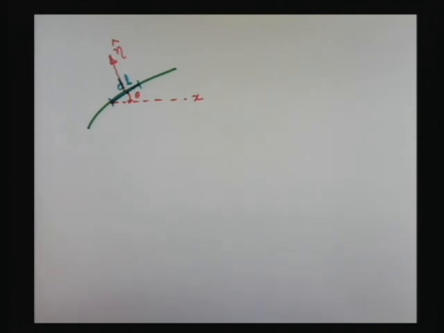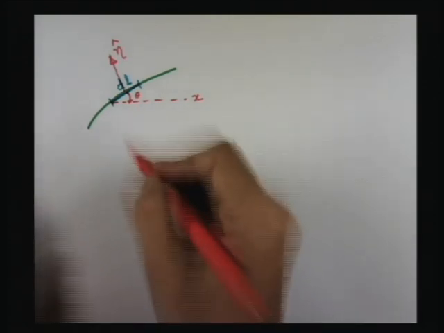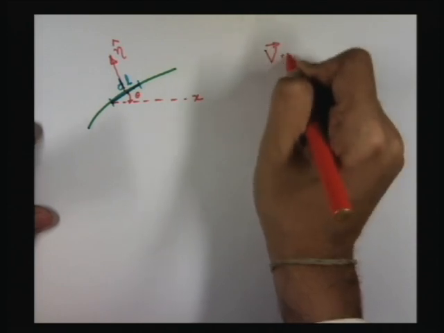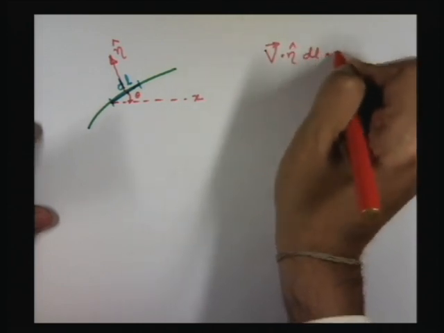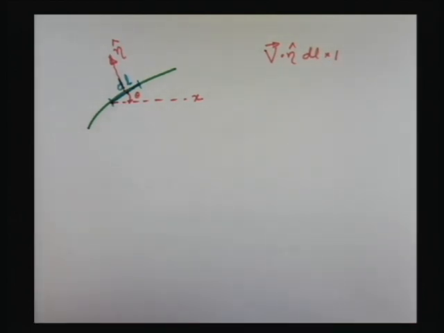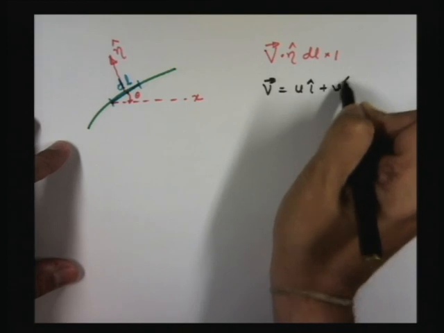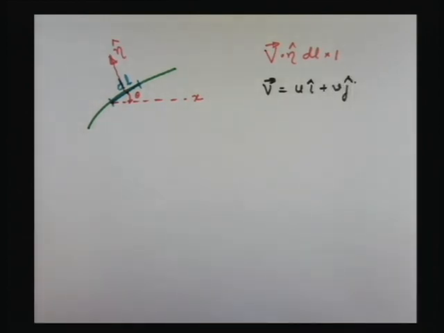So, what is the volume flow rate across this line element? That is nothing but V dot eta dl into 1. Now the next is, let us write the V and eta in terms of its components. So what is V? V is nothing but ui plus Vj. And how do we write eta?